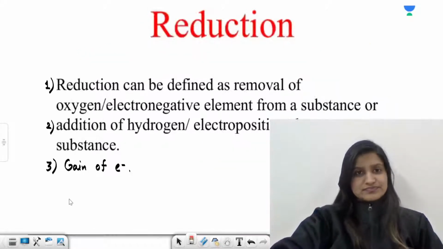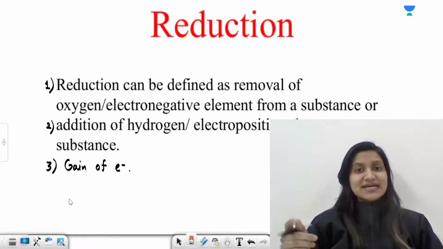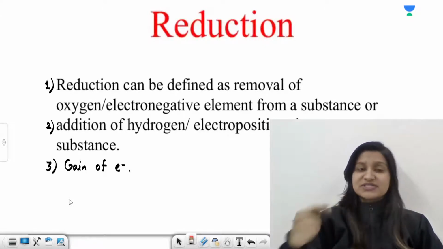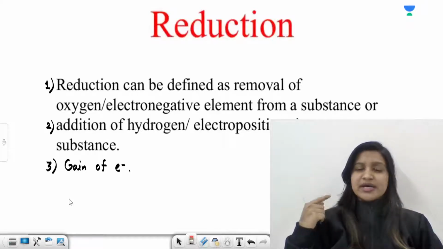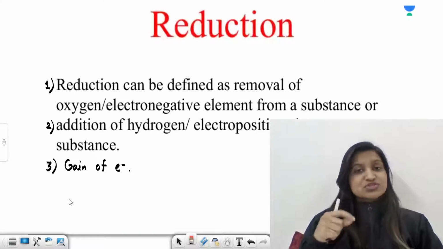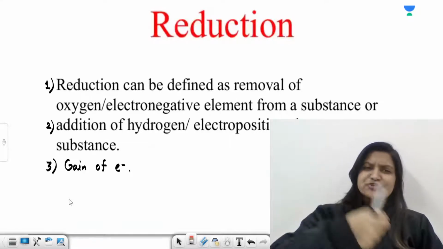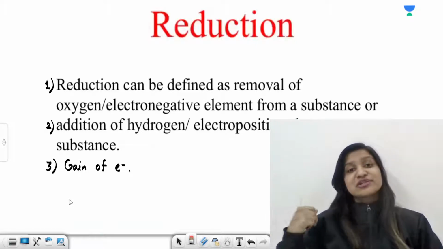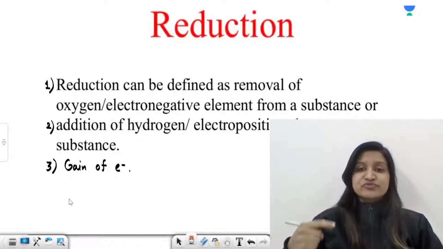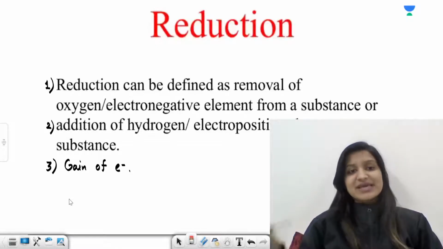Okay. Let's move ahead. Now it's reduction. So as we discussed, reduction is simply the opposite of oxidation. In oxidation, we discussed that it was the addition of oxygen. So what would be reduction? Reduction will become the removal of oxygen or removal of any other electronegative substance or electronegative element.